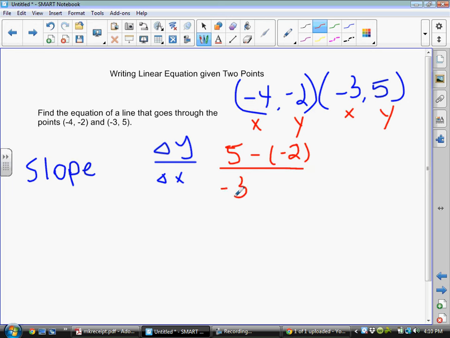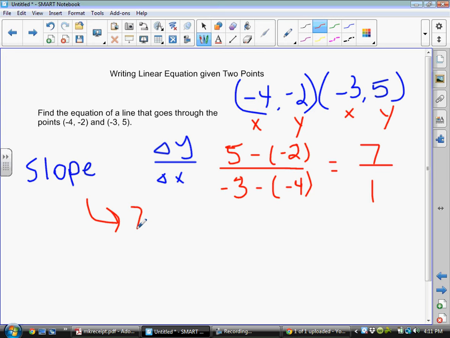-3 minus -4, just happens to be a negative value. Okay, so make sure you're subtracting both the x's and the y's from each other. So the top is going to become a 7, the bottom is going to become a +1, so my slope is going to be a +7.